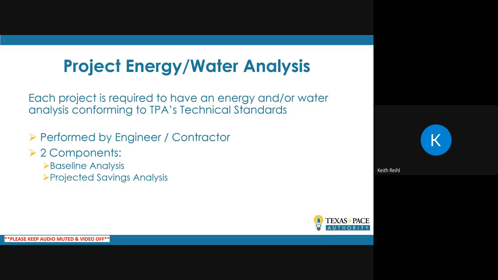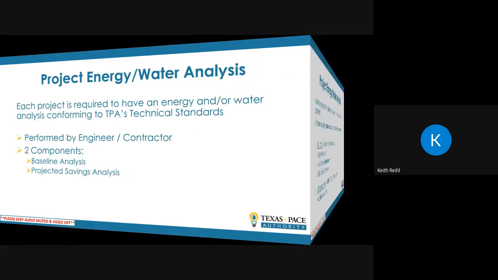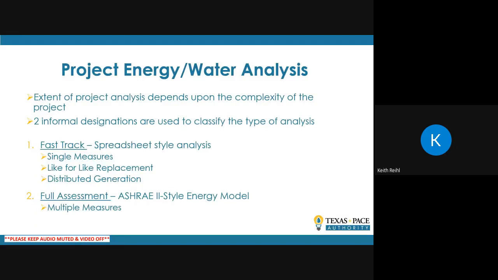So the water part: if you retrofitted, for example, an old toilet that could be 3.5 gallons or more per flush, the new ones are 1.28.